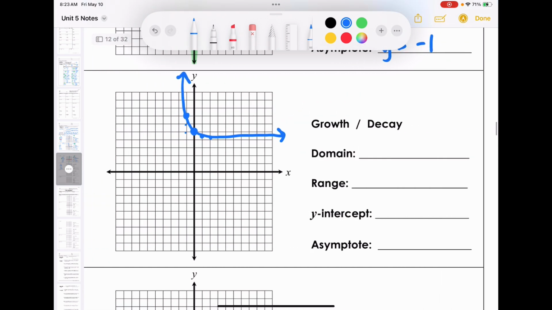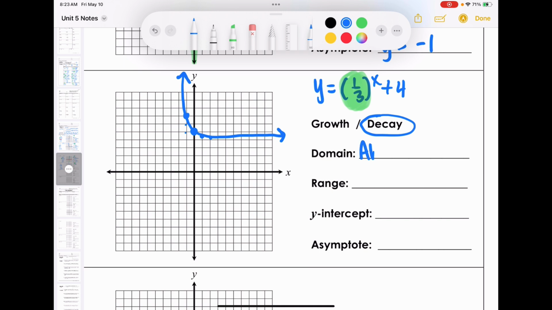All right, so now for our key features. Remember, to tell if it's growth or decay, we're looking at whatever number is sitting with x, and this is 1/3. So that is in between 0 and 1. It's not bigger than 1. So this is going to be a decay.